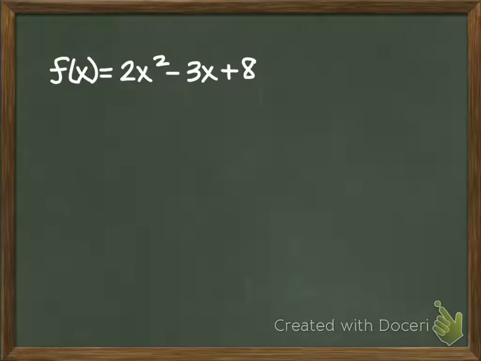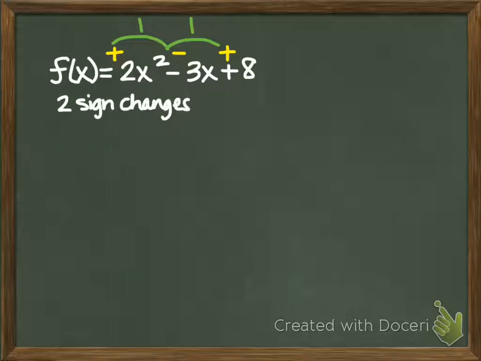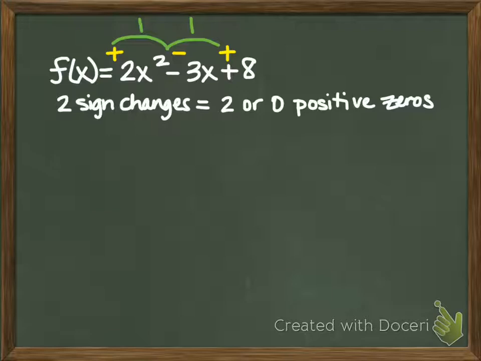So I have the function f of x equals 2x squared minus 3x plus 8. So first thing I'm going to do is count the number of sign changes for this function. So it goes from positive to negative to positive. So that is actually one sign change from positive to negative and another sign change from negative to positive. So that's 2 sign changes. So 2 sign changes equals 2 or 0 positive solutions or zeros. So there will either be 2 positive solutions or no positive solutions. There's never going to be an in-between.